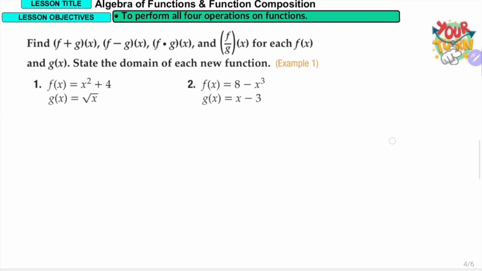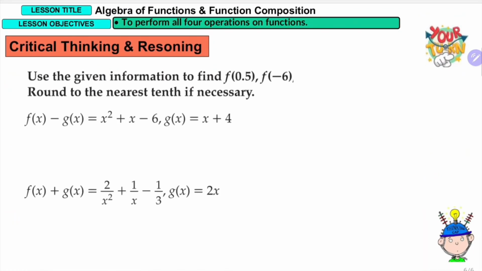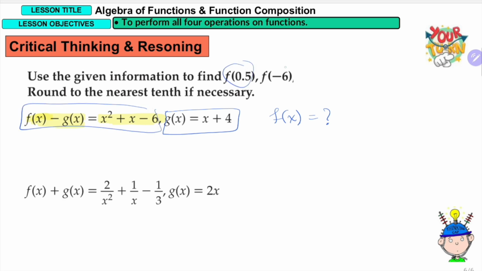More questions for you to practice as usual, and the last question is for critical thinking or reasoning to check your depth of knowledge. Here I'm giving you a difference, a subtraction of two functions. So I'm telling you that f minus g is equal to this, and that g of x is x plus 4. So you need to figure out what f of x is, the function that gives you this difference. And once you figure out f of x, then you can find f of 0.5 and f of negative 6 by just replacing x with these values.